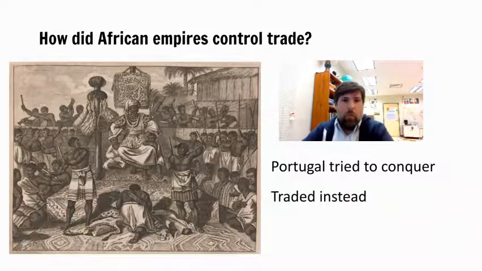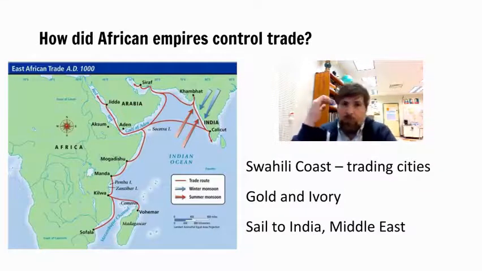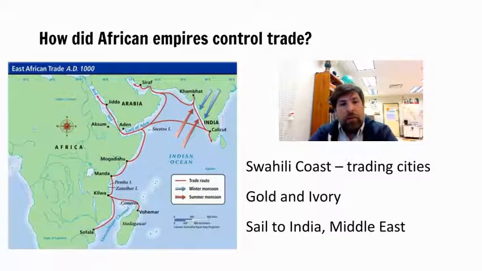Europe wasn't more powerful than Africa yet. That'll happen later. Another example of Africans controlling trade is the Swahili coast. These are trading cities. They're not an empire, so they're different from the previous two. These are independent cities like Kilwa and Mogadishu and Zanzibar, which are on the east coast of Africa.